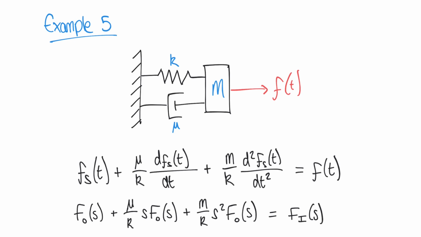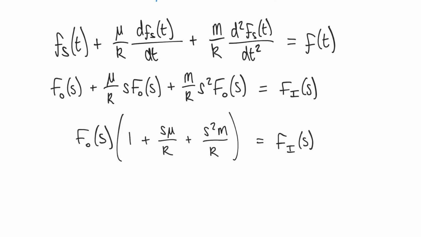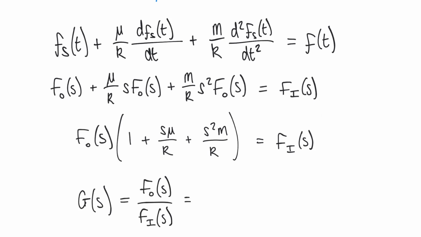Again, in a very similar way, we can factorize. We can take that FO of s out as a common factor, and we get something that looks like this. FO of s, all in brackets 1 plus s mu over k plus s squared m over k, and that's equal to Fi of s still. Rearranging this a little bit into the form of our transfer function, we get something that looks like this.